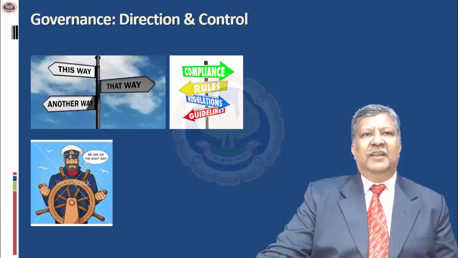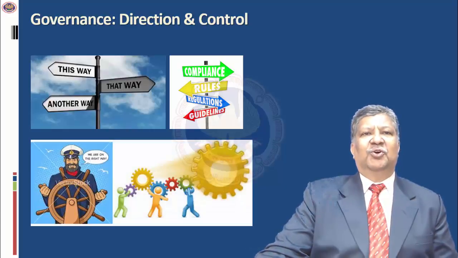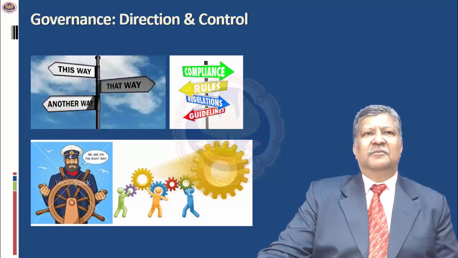And once you set the direction, you also need to ensure that the enterprise goals are achieved by having the right control mechanism in place. So based on the direction set, the controls will ensure that the goals are achieved. This is fundamentally what governance is all about.